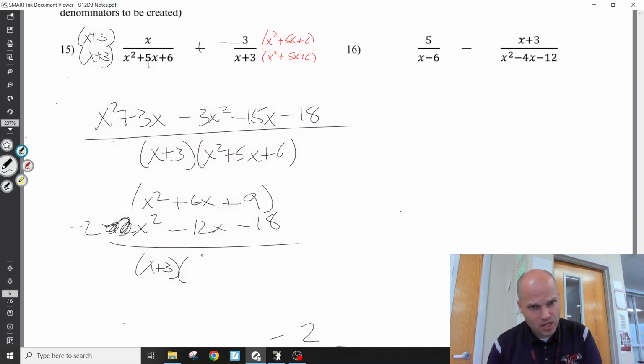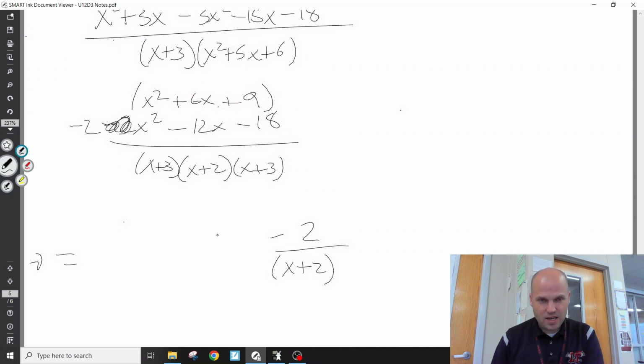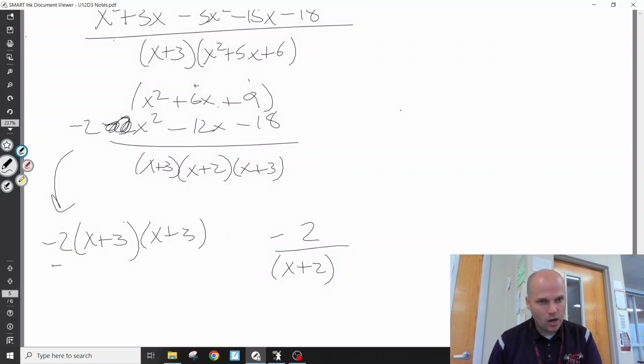This is x plus 3. And then I'm going to factor this. This is x plus 2, x plus 3. The x squared plus 6x plus 9: two numbers that add to get 6 and multiply to get 9 are 3 and 3. So I get negative 2, x plus 3, x plus 3, over x plus 3 times x plus 2 times x plus 3.